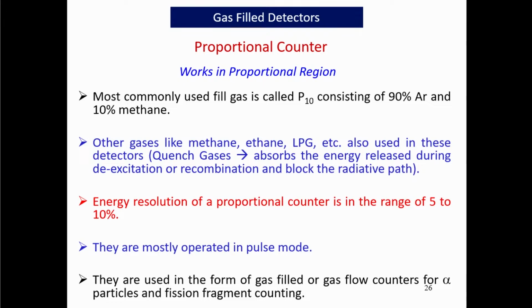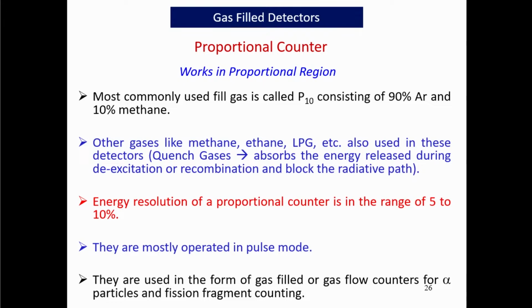At the same time, after the electron is collected and goes through the circuit, it comes to the cathode and recombines with the argon positive ion. During this recombination there may also be some radiative de-excitation, and that light can again trigger further ionization. Those kinds of events you want to suppress, so you need to add quench gases. The energy resolution of a proportional counter is in the range of 5 to 10%.